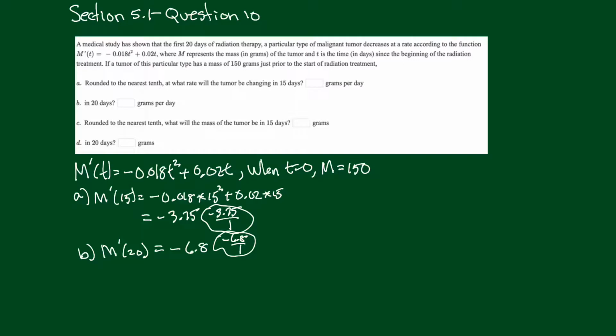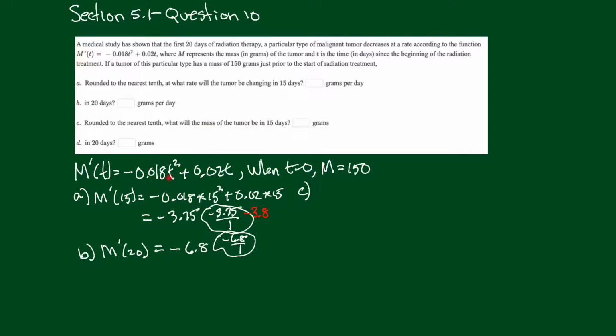And in part C, let's read it carefully: rounded to the nearest tenth. Well, I guess I didn't round that to the tenth, so I'm thinking 3.8 here, if I pay attention to the instructions. Okay, so anyway, let's get back to this problem. Rounded to the nearest tenth, what will be the mass of the tumor in 15 days? Now, not how it's changing, just what is the mass?